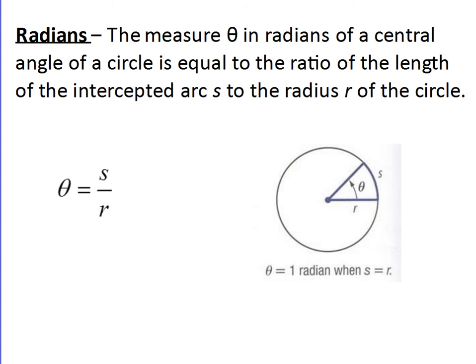A radian is the measure theta of a central angle of a circle, and it's equal to the ratio of the length of the intercepted arc to the radius of the circle. So radians is just another way to measure an angle, but we do it in a different form. We take the arc length, which is your s, and we divide that by the radius of your circle, and that'll tell you the measure of the angle in radians, which we call theta.